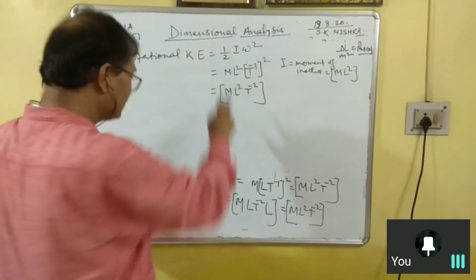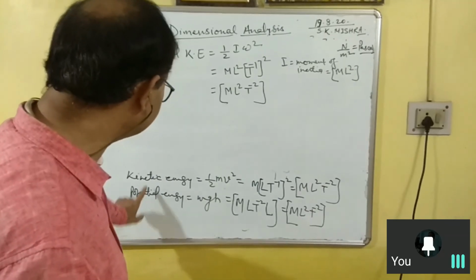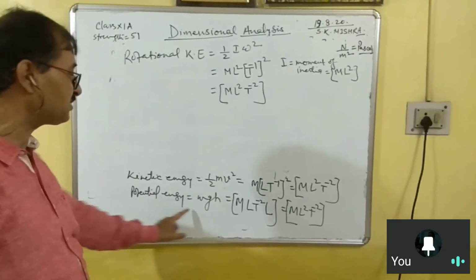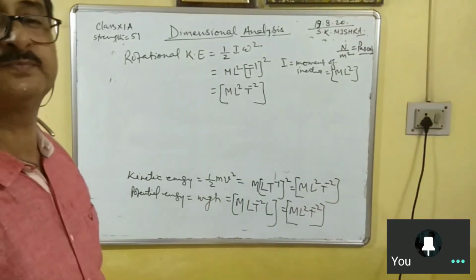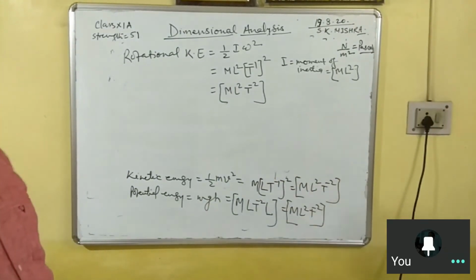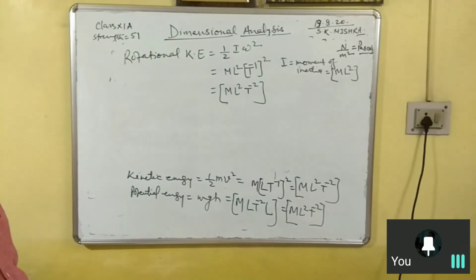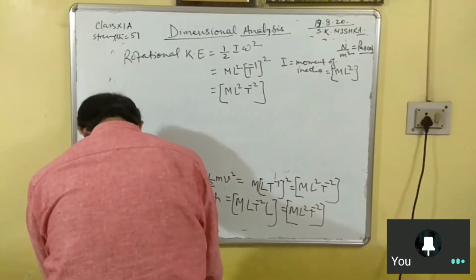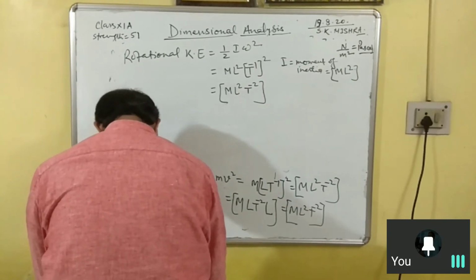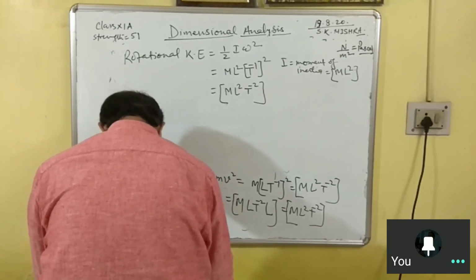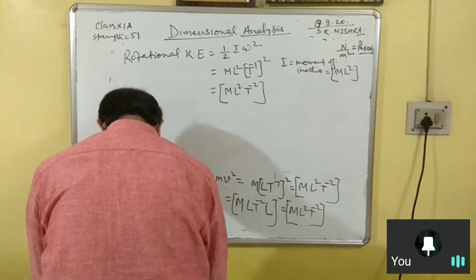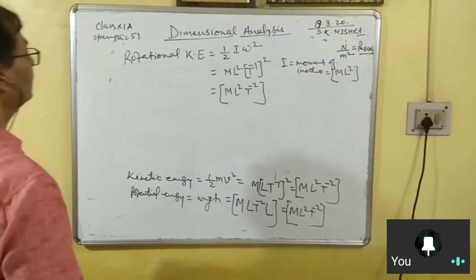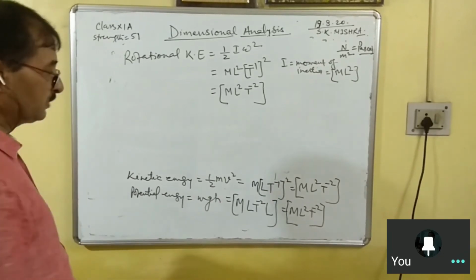Whether it is rotational kinetic energy, linear kinetic energy, or potential energy, all have the same dimension. Even heat energy has the same dimension. Now, there are a number of physical quantities, but doing all of them is not possible here. So you just remember all these physical quantities. You will study them one by one.